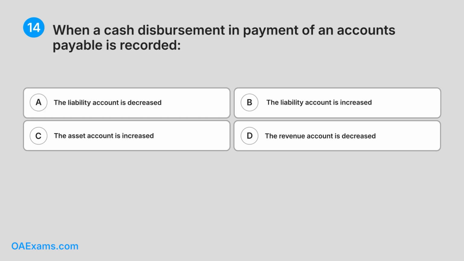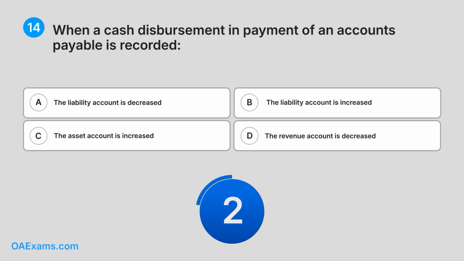14. When a cash disbursement in payment of an accounts payable is recorded, A. The liability account is decreased. B. The liability account is increased. C. The asset account is increased. D. The revenue account is decreased. Can you guess the answer?